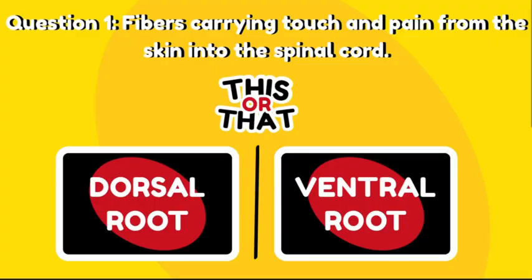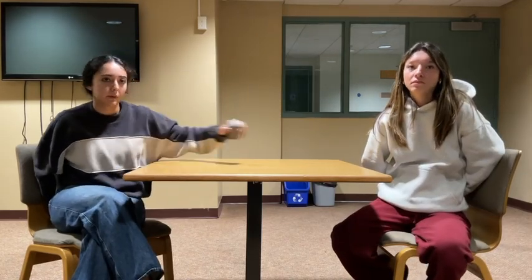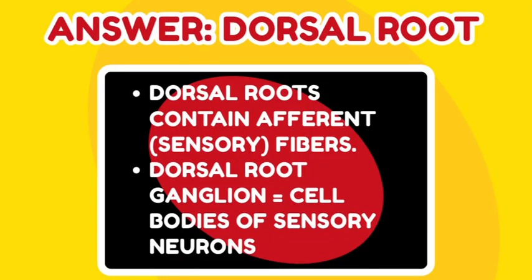Round 1. This or That. A bundle of fibers is carrying sensory info from the skin into the spinal cord. Is that the dorsal root or the ventral root? That's the dorsal root. The dorsal root is the one that brings sensory signals into the spinal cord. Correct. Dorsal equals sensory in and ventral equals motor out.